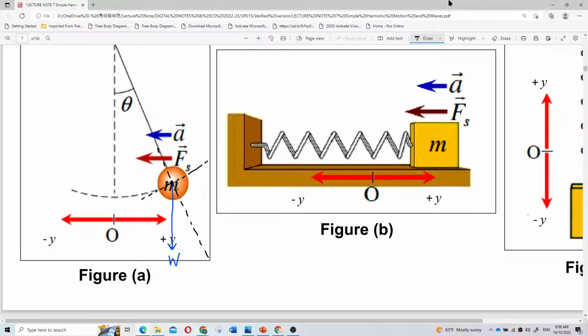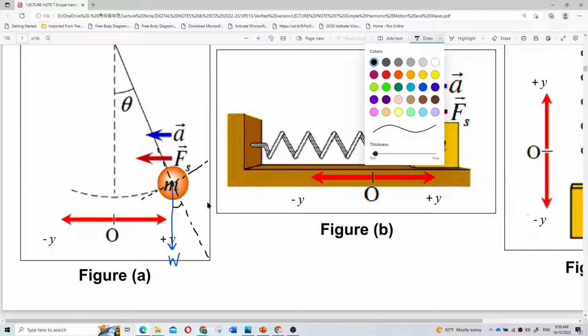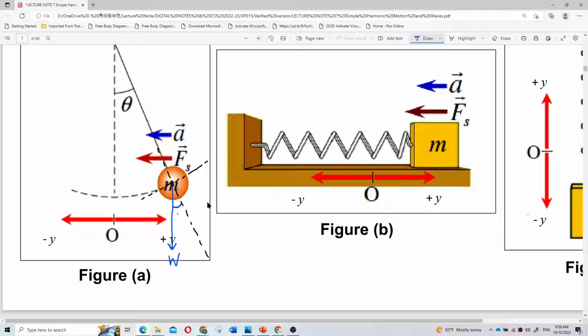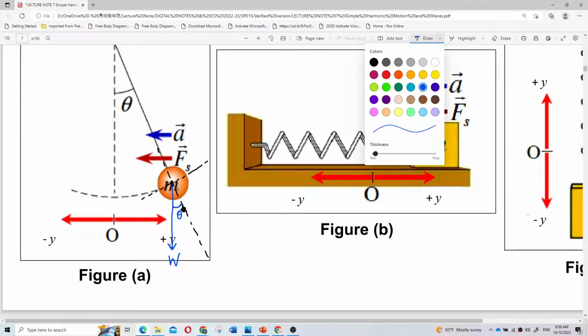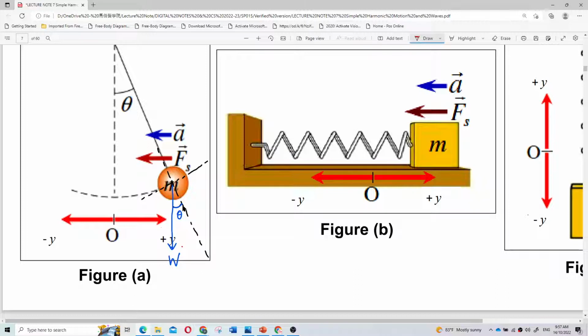Y-axis dia ikut string dia. So ini adalah apa? Di sini adalah theta. Di sini adalah theta. Nampak tak? Corresponding angle. Here angle and here angle is the same. So this one can be resolved into two components. Do you know that? Now you know. If you really think hard, you can actually know by yourself.